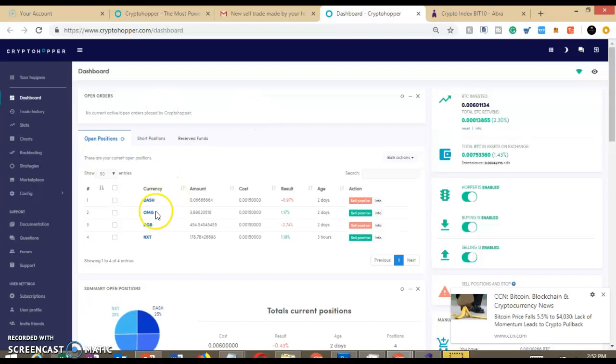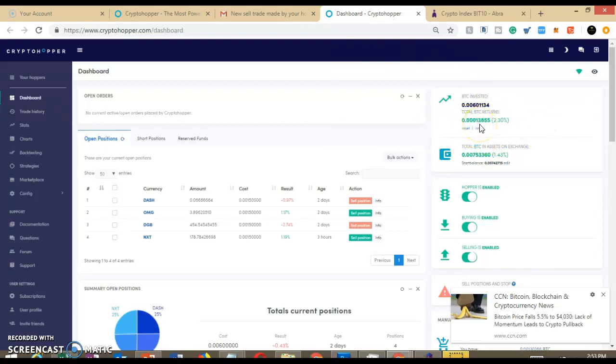Currently, I have 4 open positions: Dash, Omise Go, Digibyte, as well as NXT. And you can see I'm using a very small amount. I just started off with $30. This is high risk, and just because it's showing green right now, it could very easily turn red. So use caution, and this is why I started off with a small amount. But my thought is that since the market has bottomed out, or has reached some form of stability, this would be a good time to invest in this, or at least turn on my automated trading.